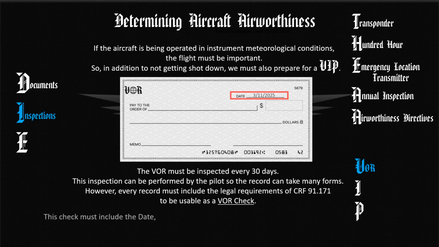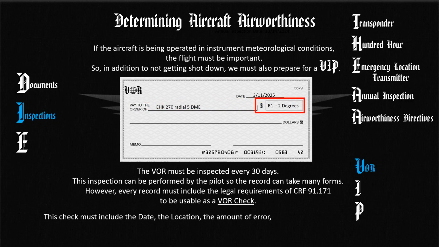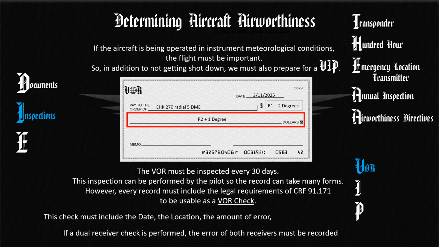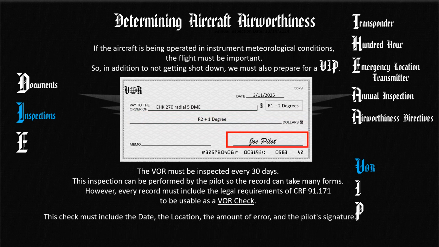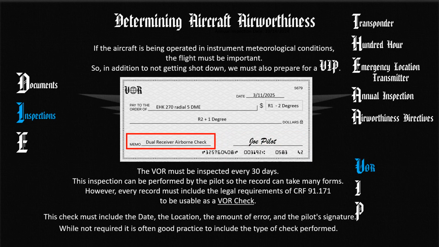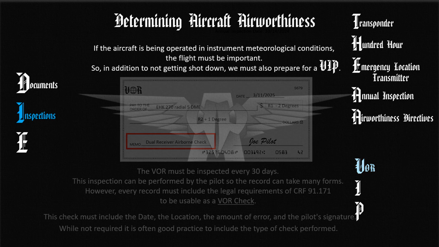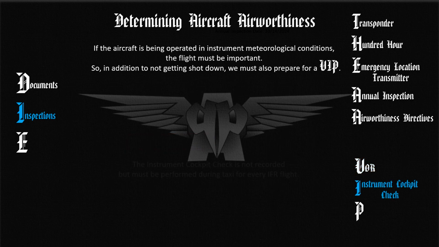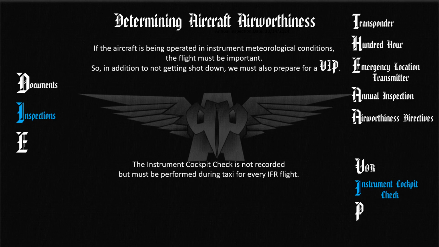This check must include the date, the location, the amount of error. Don't forget that if a dual receiver check is performed, the error of both receivers must be recorded, and then the pilot's signature. While not required, it is often good practice to include the type of check performed. The instrument cockpit check is not recorded, but must be performed during taxi for every IFR flight.